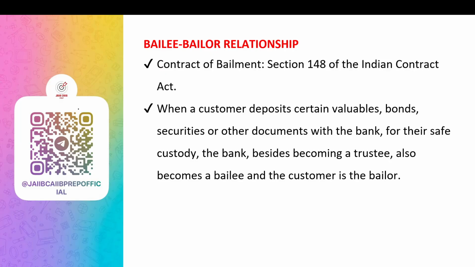Bailee bailer relationship. Contract of bailment has been defined under section 148 of the Indian Contract Act. What does it mean? Say if you give your valuables to the bank for safekeeping, in that case the bank becomes a bailee and you are the bailer. The bank must take reasonable care. If the items are lost due to the bank's negligence, it must compensate you. Say you deposit your property documents in bank safe custody, and if the bank loses them, then the bank will be liable because the bank is acting as a bailee.